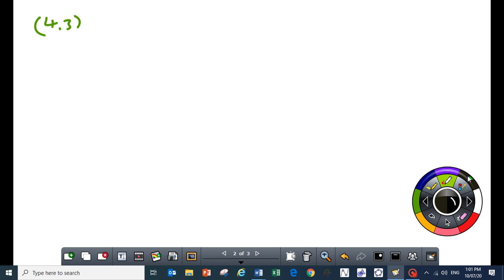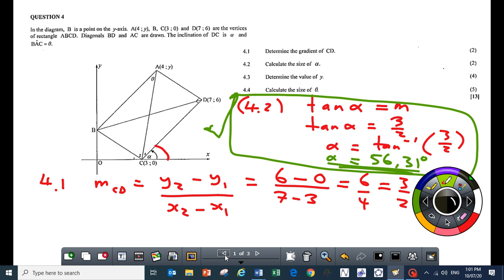It says, determine the value of y. Determine the value of y. Now, this one is a little bit tricky. It requires some thinking. You need to find the value of that y there. That's where the y is. Now, for you to be able to do question 4.3, it requires some thinking in the application.